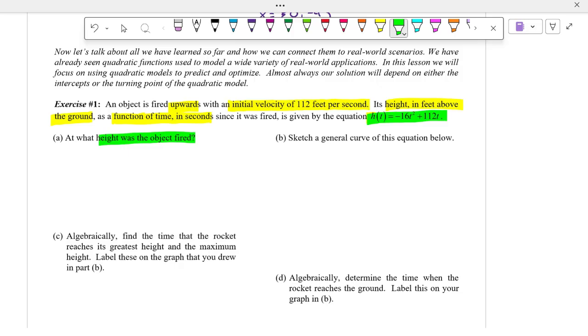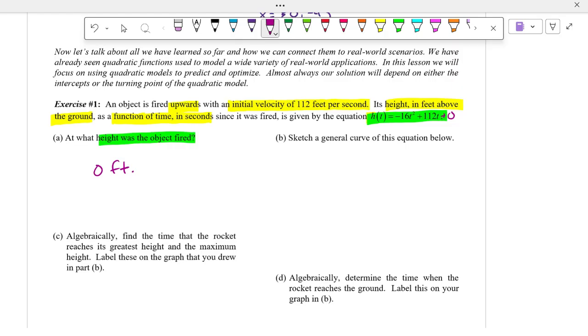Nope. It's at 0. Why? There's no C value or constant, so we have to assume it's 0. So it was fired at 0 feet. Because that's what, if we were looking at the graph, what would that be? It's our y-intercept.